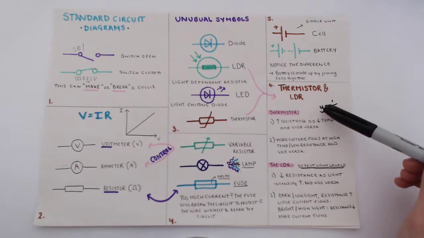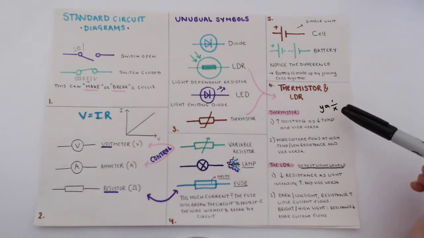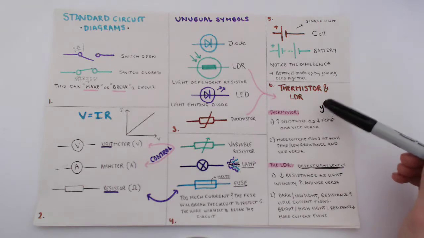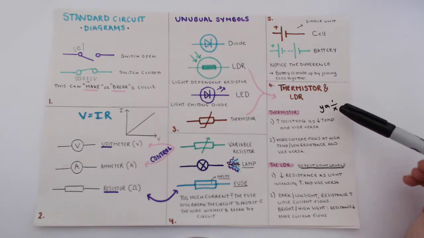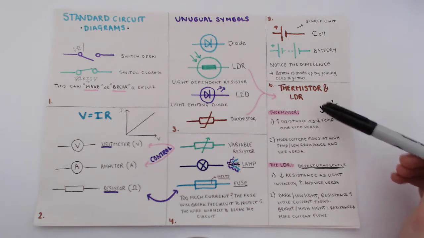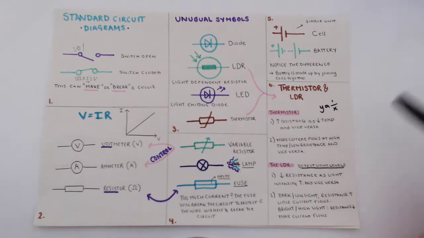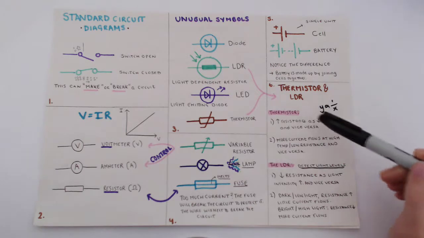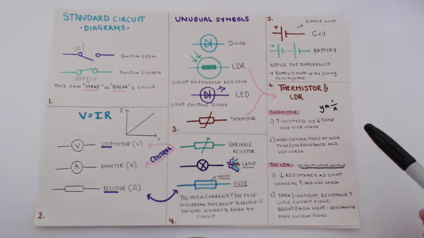So let's say Y is resistance and X is temperature. If I increase Y, X is going to decrease. But if I increase X, Y is going to decrease because I'm dividing by a larger number. So that's the proportionality. Okay.